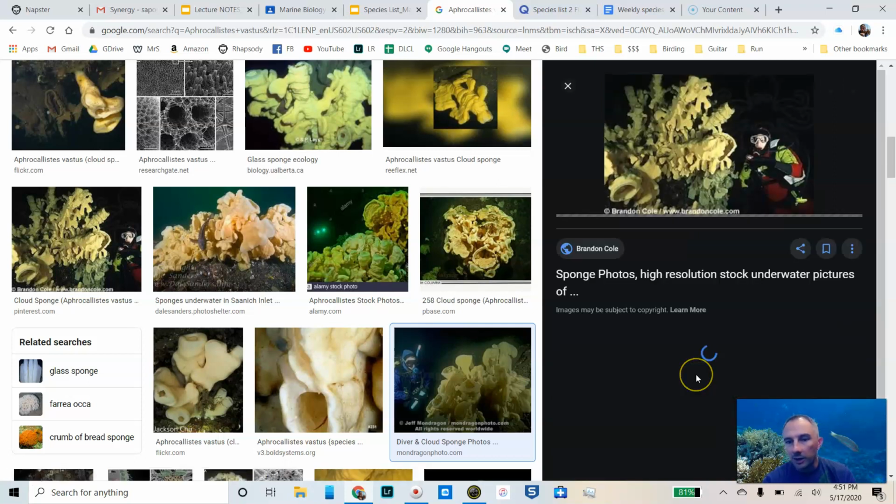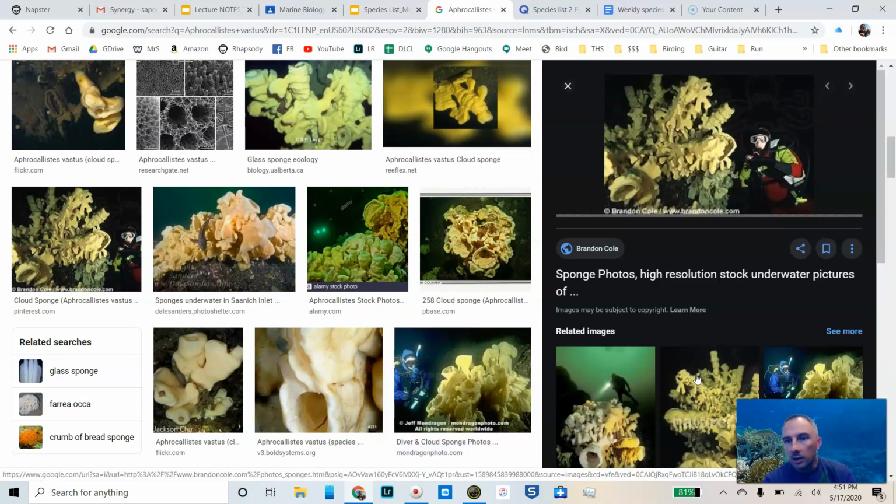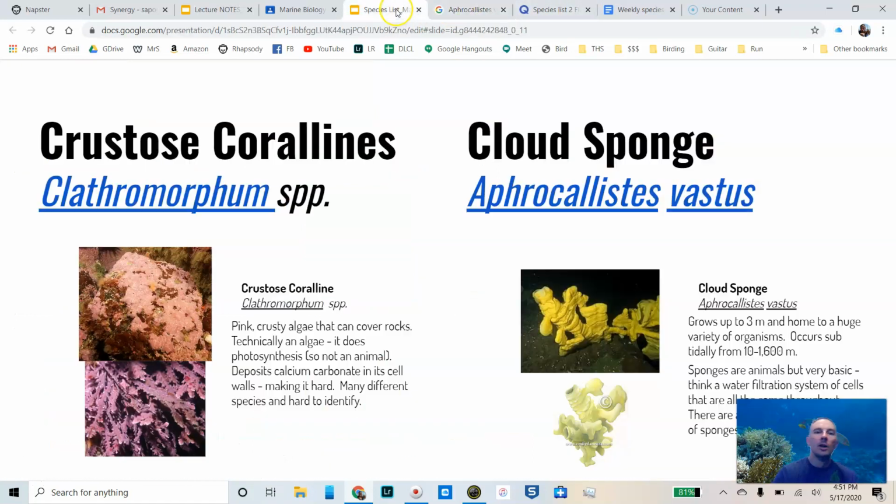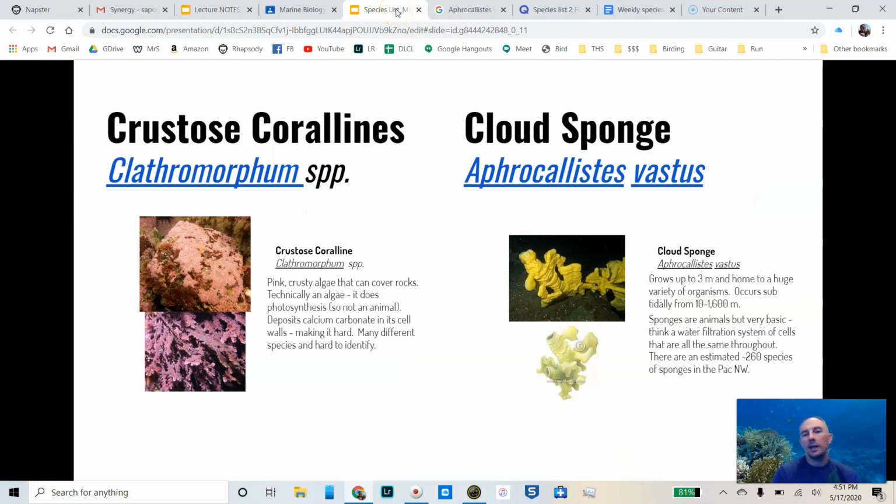Oh, look at this one. Is that a giant octopus behind him or something? Okay. Really pretty looking, and also got a kind of a cool name. I like the name for cloud sponge.